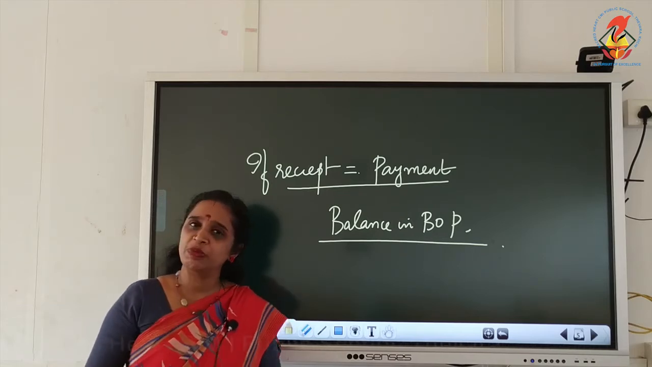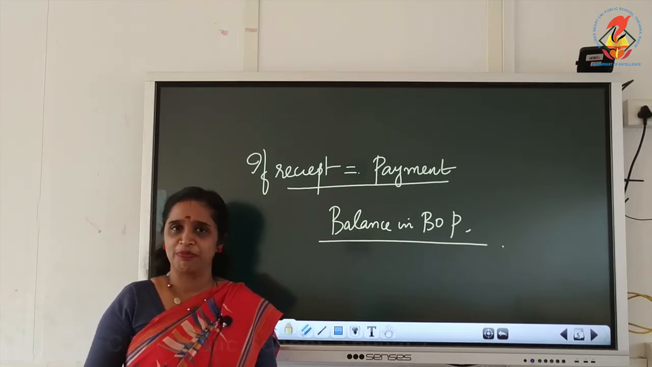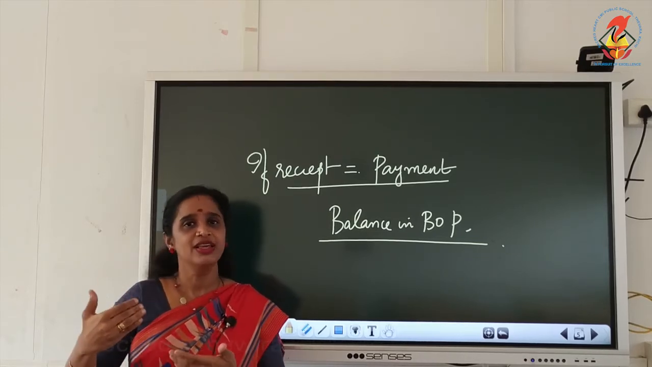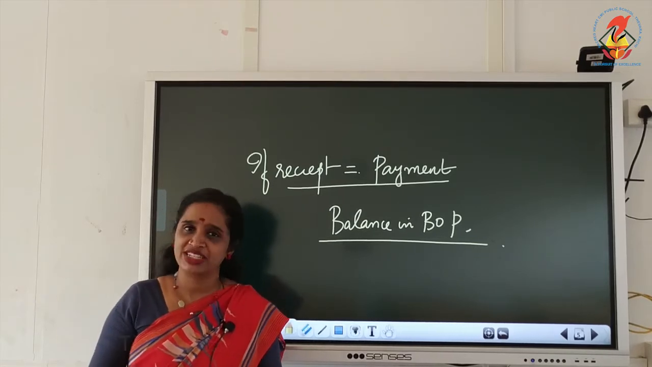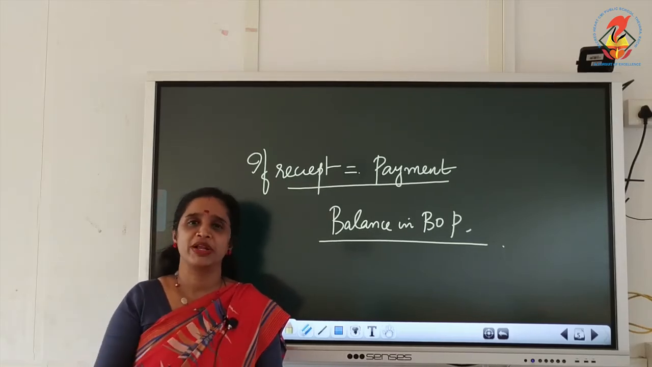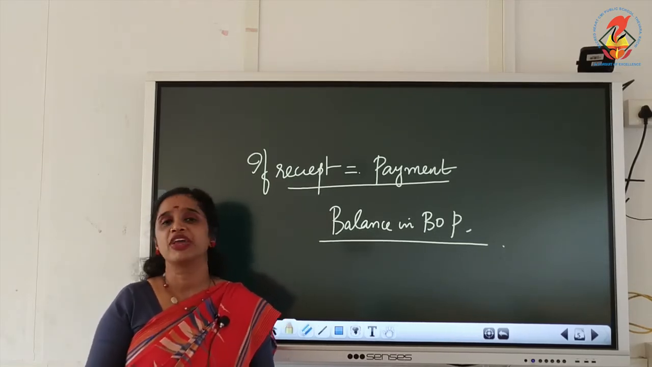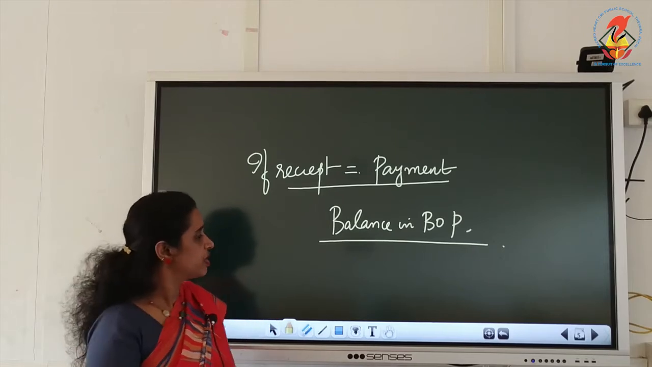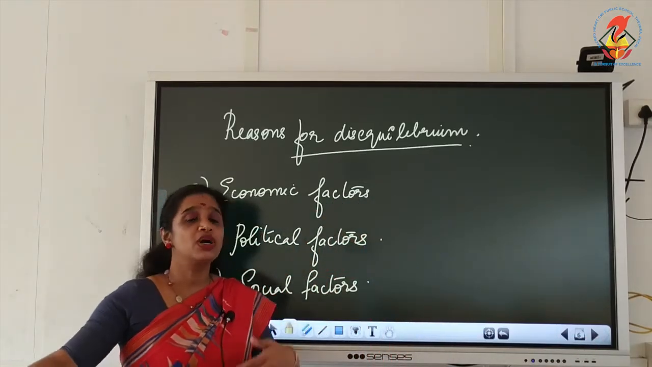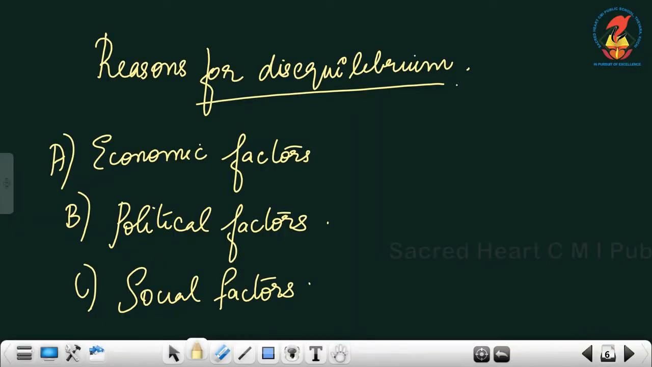So either we will be experiencing the deficit or surplus. So that has to be corrected. Otherwise, there will be so many implications which can affect the economy. That we need not learn here. The government will take certain measures for correcting the unfavorable situations. Now, we will move on to how this disequilibrium happens. What are the reasons for this disequilibrium?